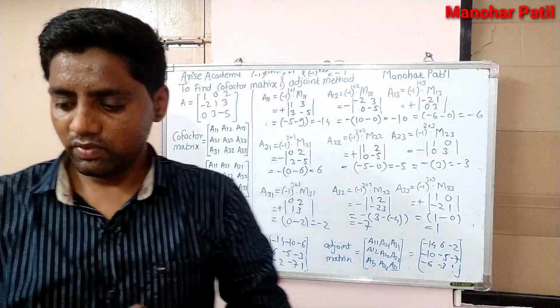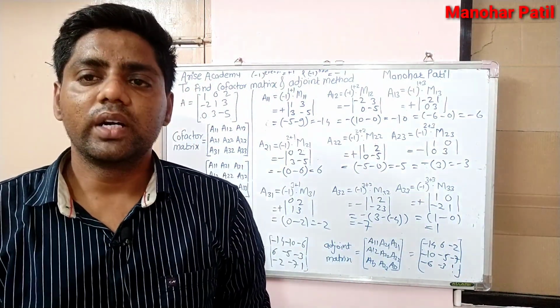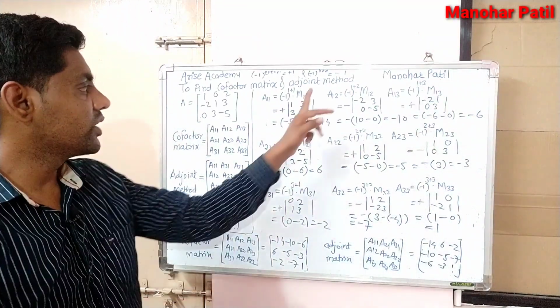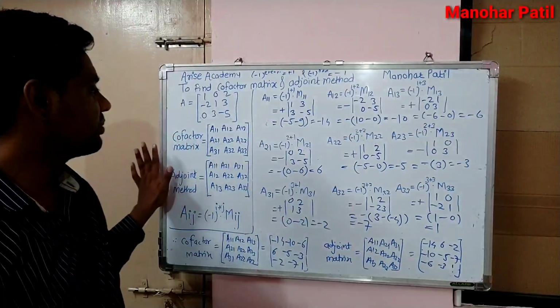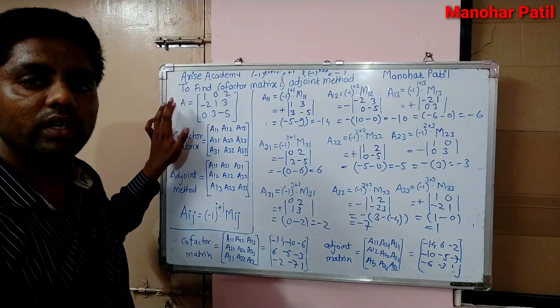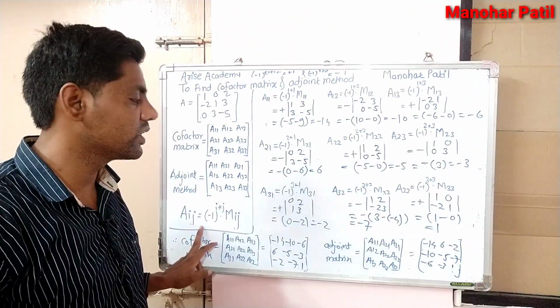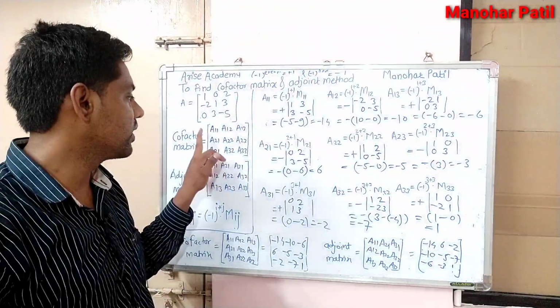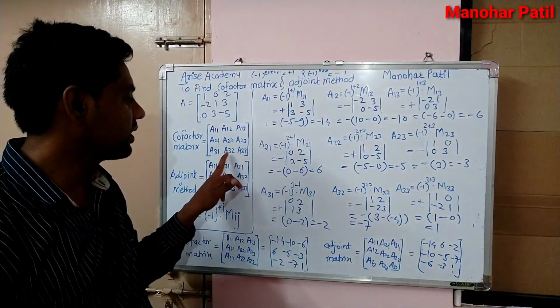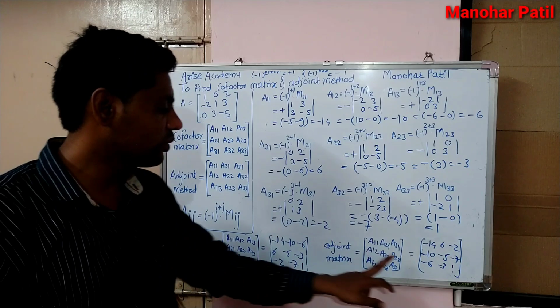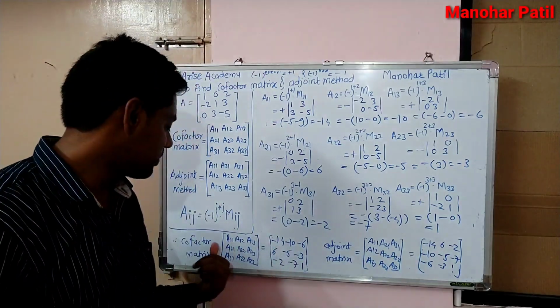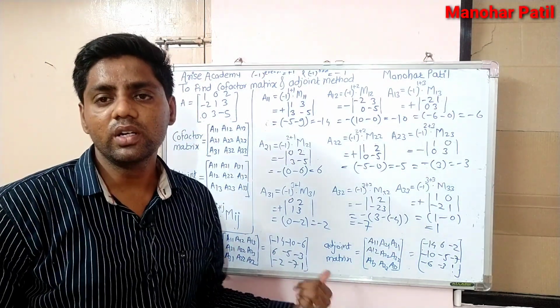In such a way we find out the cofactor matrix and adjoint matrix. So very simple method. First of all, write down the given example, then write down the cofactor matrix and adjoint matrix. By using this formula, we find out all the values of the cofactor elements, then write them here, then you get the answer of the cofactor matrix and adjoint matrix.